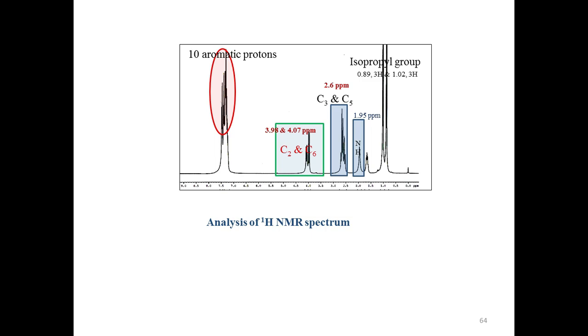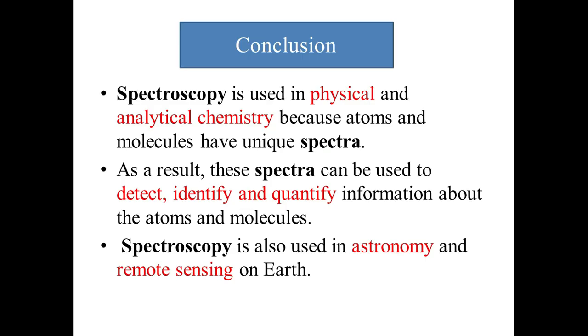So let's see, another one is the conclusion. Spectroscopy is part of physical and analytical chemistry because atoms and molecules have unique spectra. As a result, these spectra can be used to detect, identify, and quantify information about atoms or molecules. Spectroscopy is also used in astronomy, remote sensing, and space research. So this is the reason spectroscopy is seeing very rich development nowadays. So this is my conclusion.